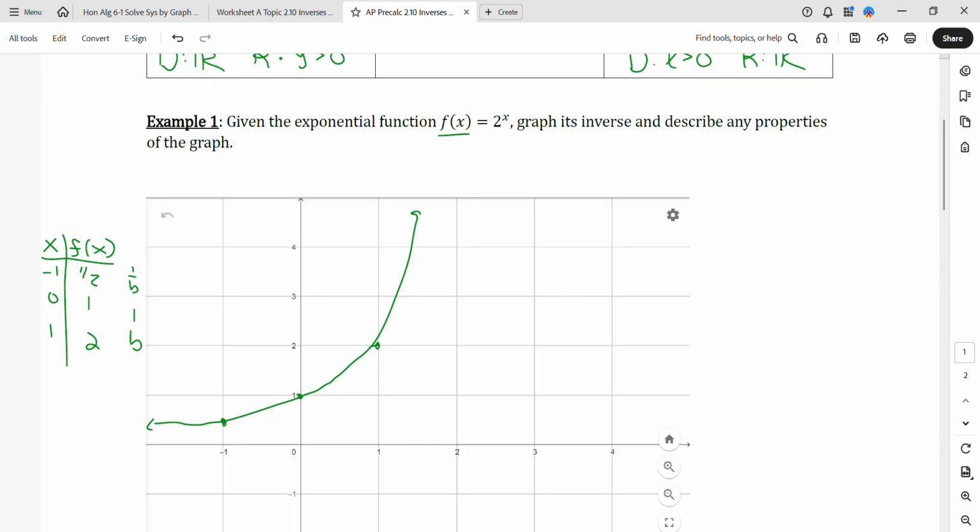Now, we want to graph its inverse. Let's start with the inverse right here. What did we say was the main thing we did when we graphed inverses of functions? Flip the y to x. Good. So for my inverse, I'm going to do this in blue. If I flip these points, then I would get 1/2, -1, 1, 0, 2, 1.